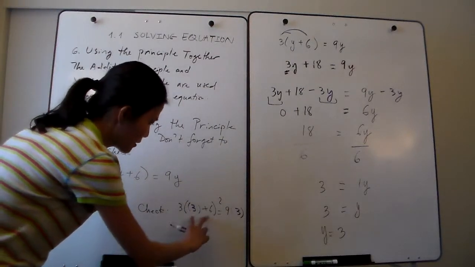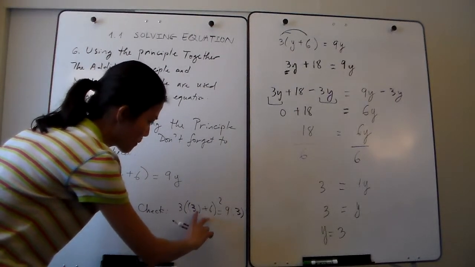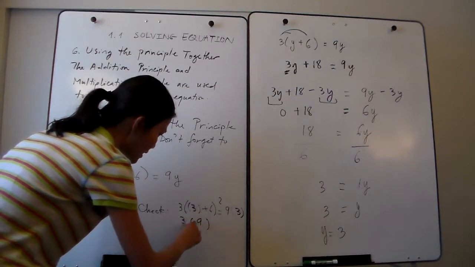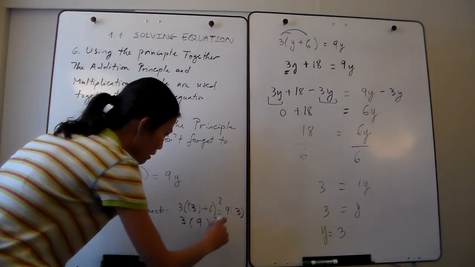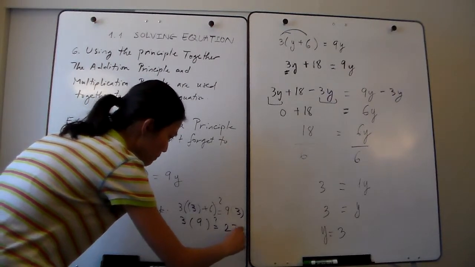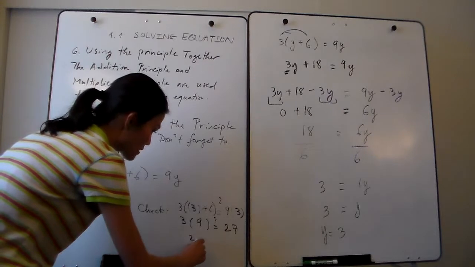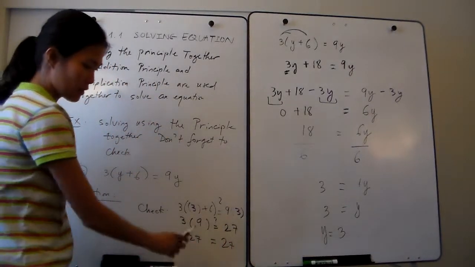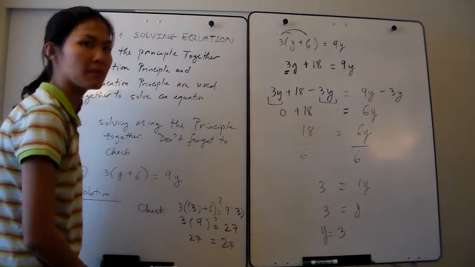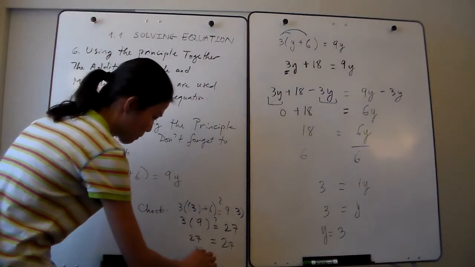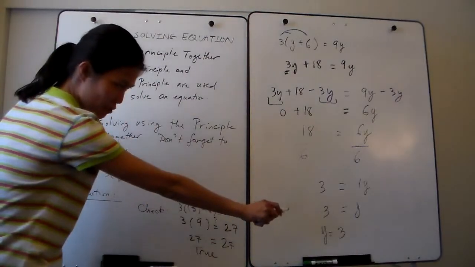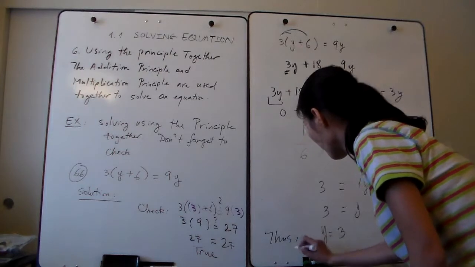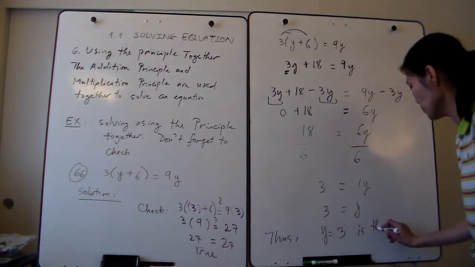So let's simplify everything inside the parentheses first. 3 plus 6 is 9. 3 times 9 equal to, question mark, 9 times 3, 27. 3 times 9 is 27. And the right hand side is 27. Does 27 equal 27? Yes, true. So thus, this y equals 3 is the solution.